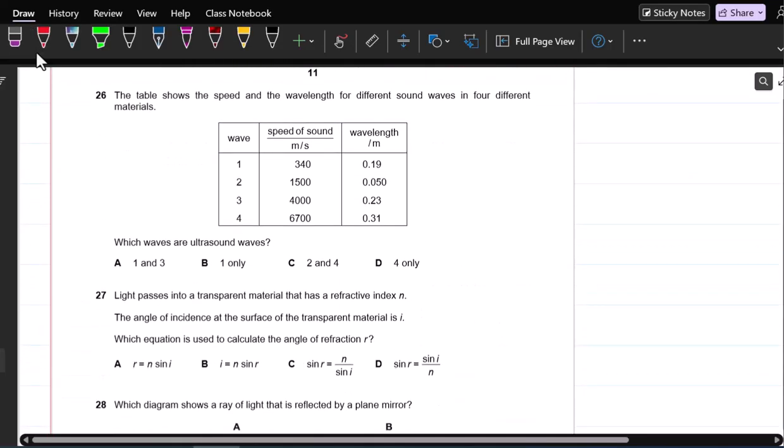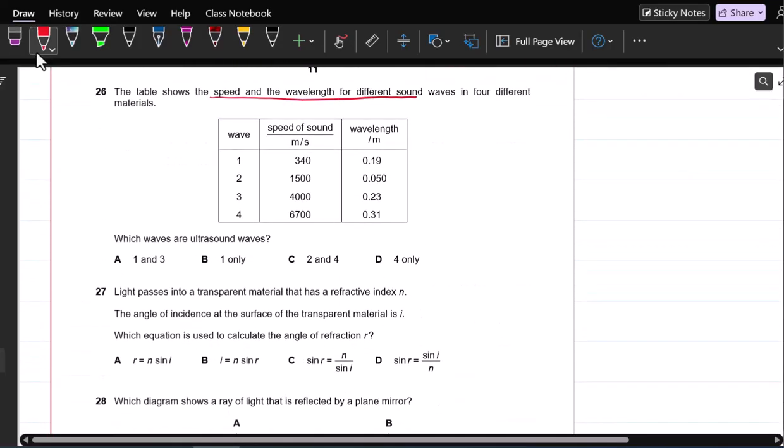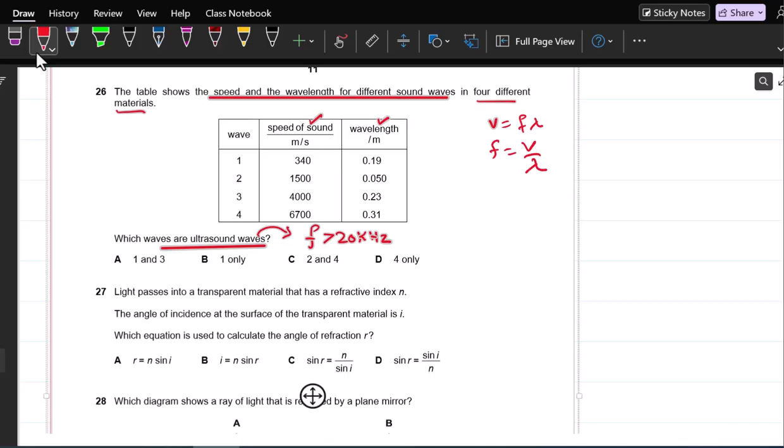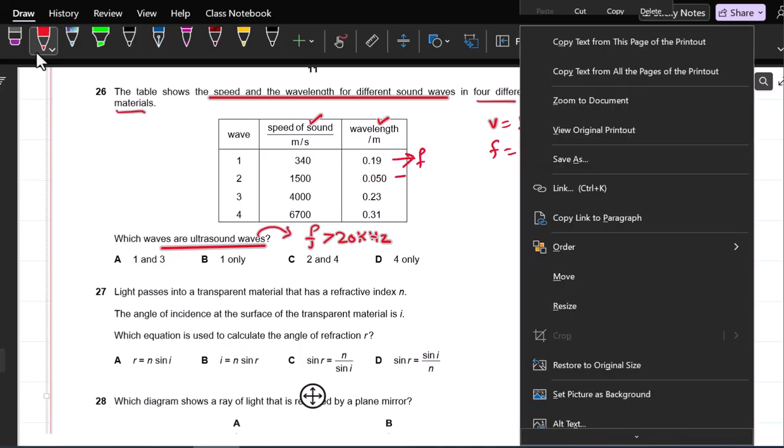Question number 26. The table shows the speed and the wavelength for different sound waves in four different materials. Which waves are ultrasound waves? Okay. You know, ultrasound waves are the waves which have frequency greater than 20 kilohertz, which is not audible to a healthy human ear. So we are given the speed, we are given the wavelength. We know v is equal to f lambda. So f is equal to v over lambda. We will be calculating this frequency for each option.